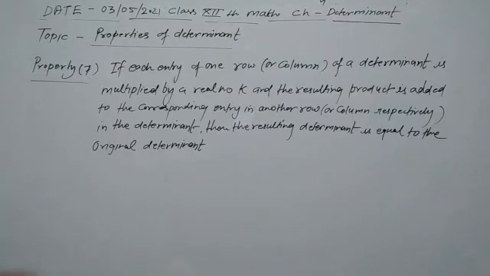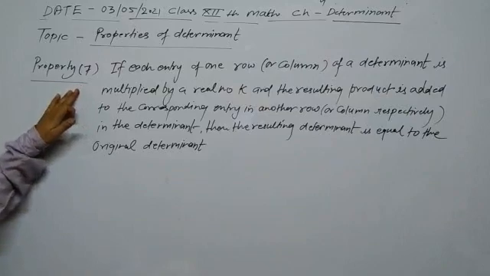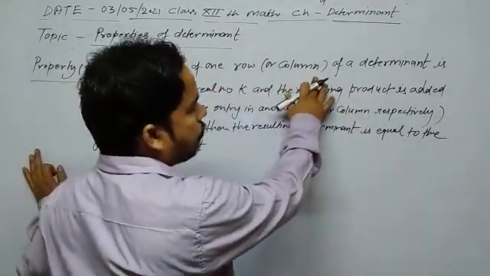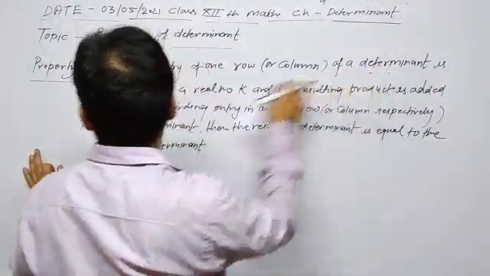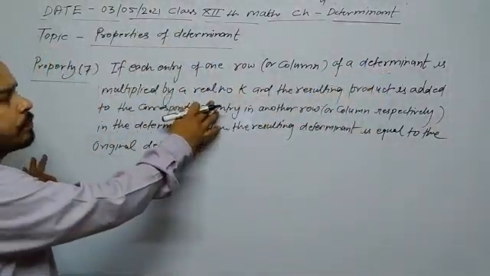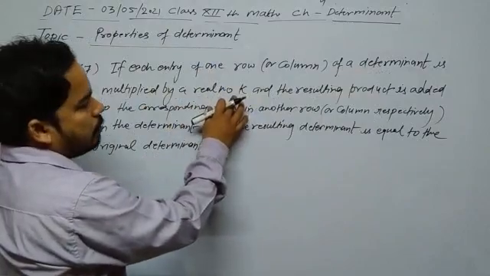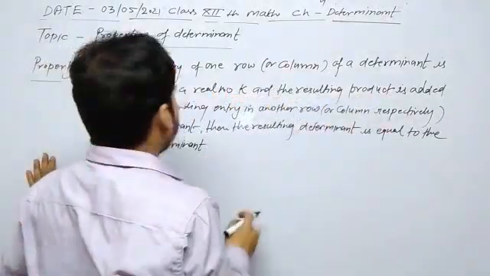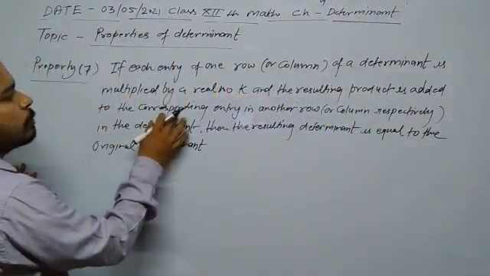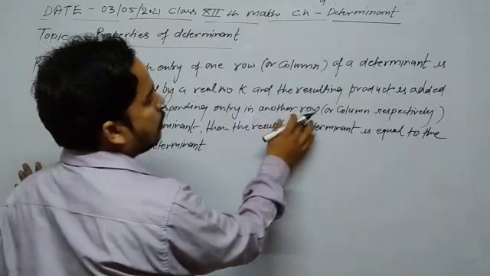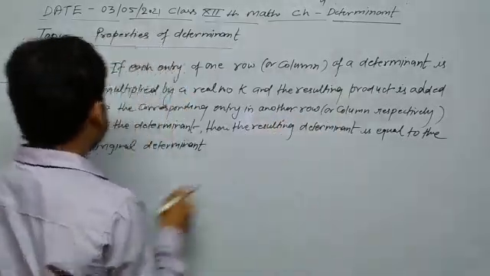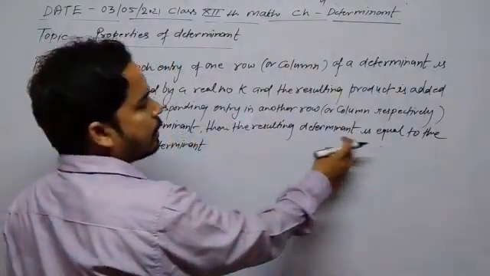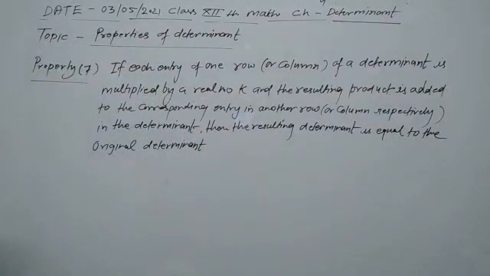Now see, student, property number 7. If each entry of one row or one column of a determinant is multiplied by a real number k, then the resulting product is added to the corresponding entry in another row or column respectively in the determinant, then the resulting determinant is equal to the original determinant.